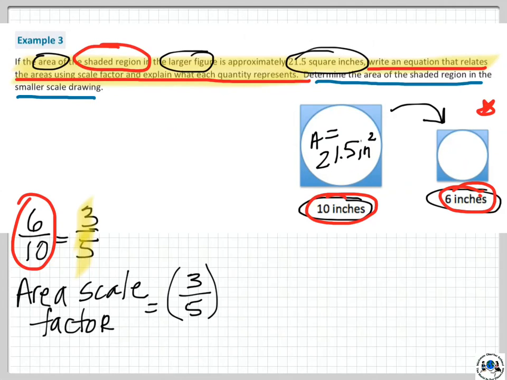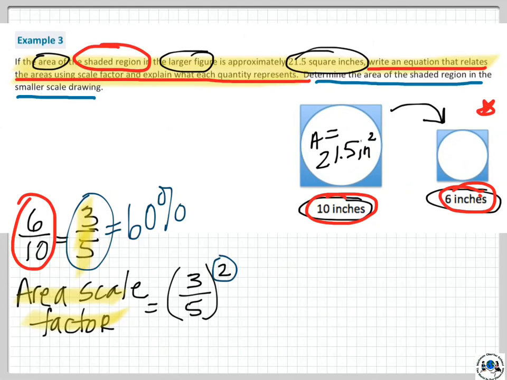So the area scale factor, therefore, is going to be that. I didn't need to do this as a percentage, but if I did, it would be 60%, which makes sense because it is a reduction. Now, to figure out my area scale factor, remember that I take that scale factor, 3/5, and I square it, which I'm doing right here. This is the relationship we found, and it's really important that we have that down.